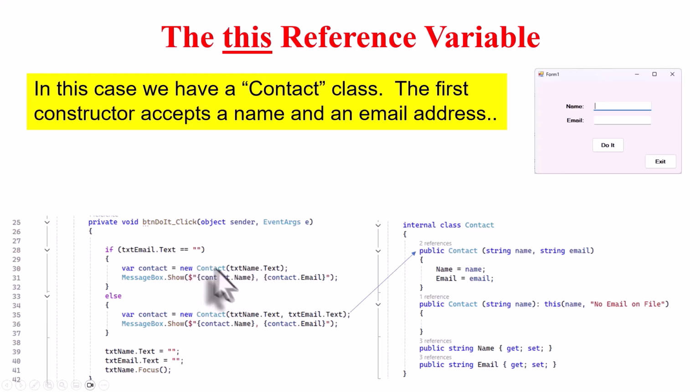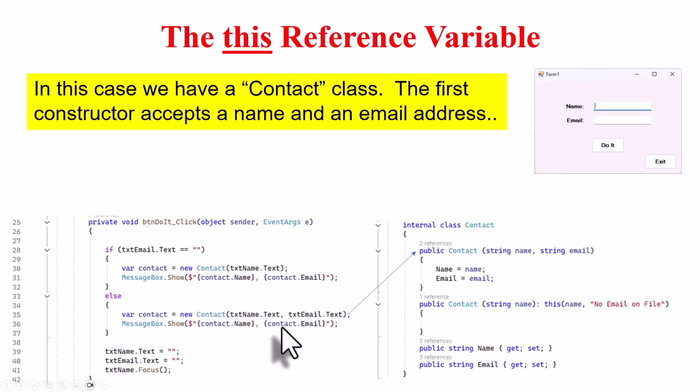We're going to create this, passing only the text name. And then we'll show the message box of name and contact email. If it does have something in it, we're going to create the contact class with a text name and email being passed to it, and show the same thing again.